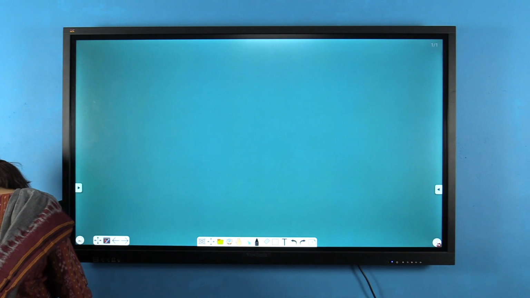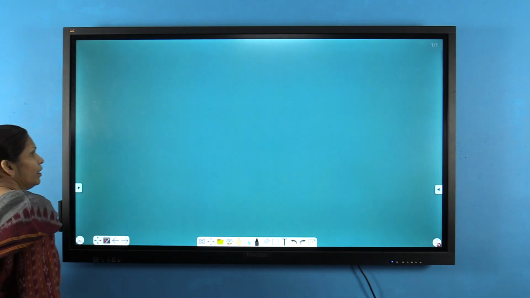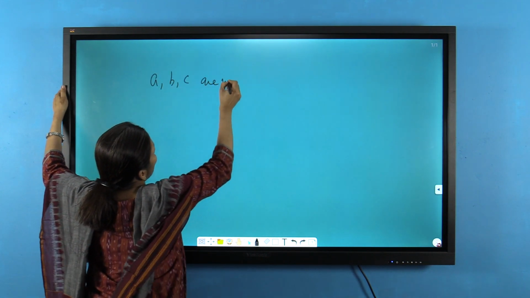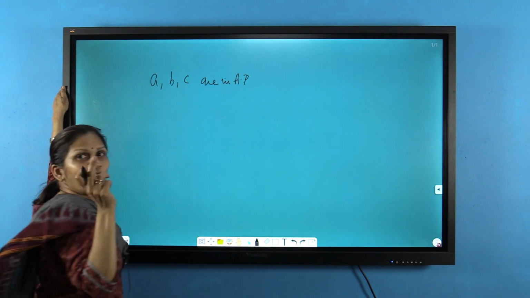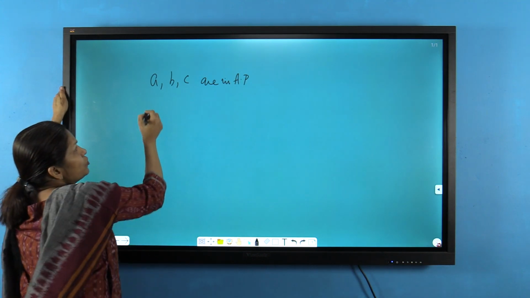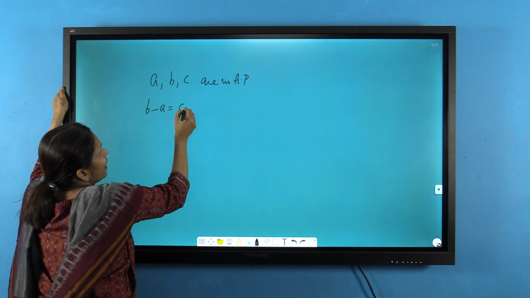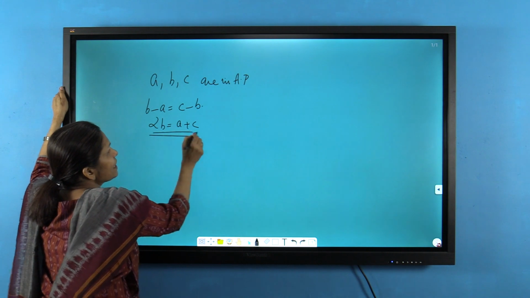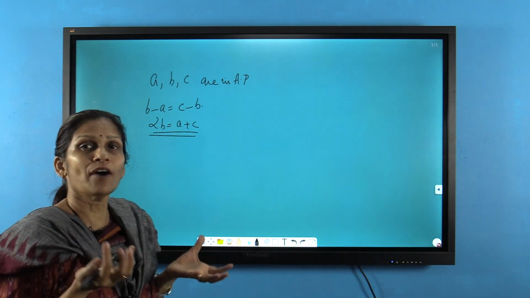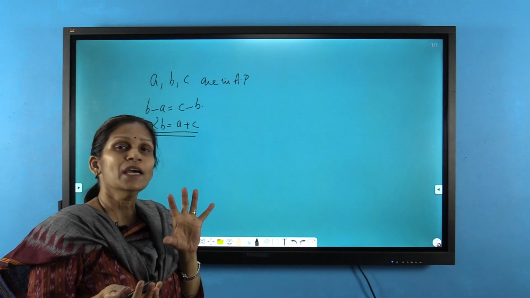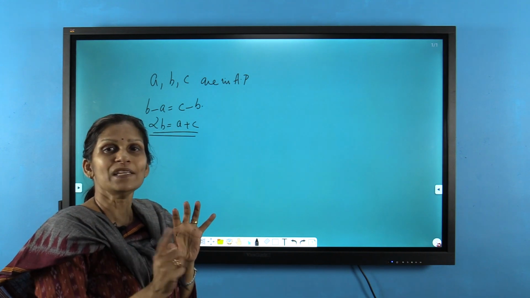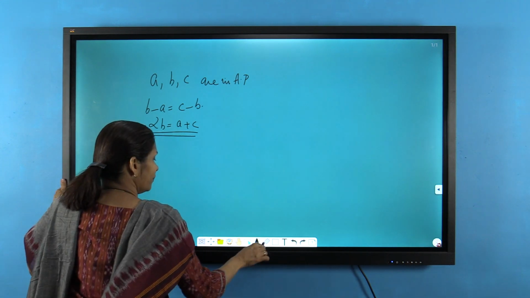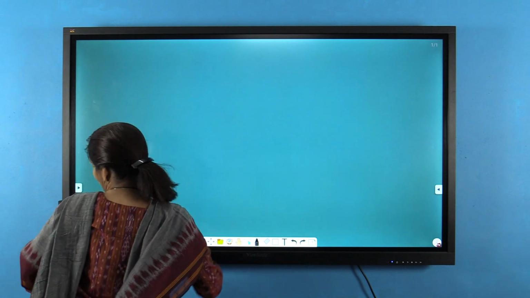Now, the next one. If A, B, C are in AP, I told you the common differences are going to be the same. So, you would have B minus A is C minus B. So, 2B is A plus C. This is an important observation. If you have three terms in an AP, twice the middle term would be the sum of the two extremes. Let us make use of this property to do a simple problem here.